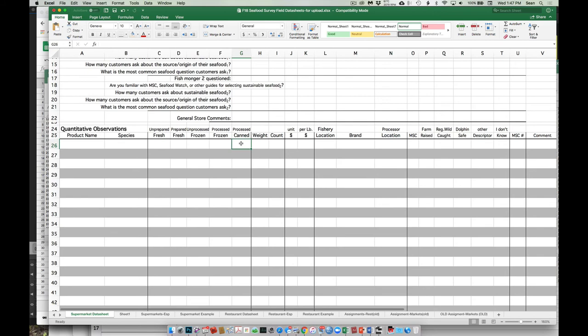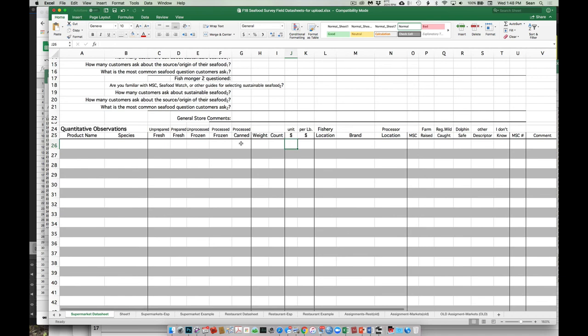So it could be canned. It could also be bagged. It could be packaged. So it just means something that's not frozen or in the refrigerator, right? So any kind of packaging, not just canned. Okay? All right. In the case of the can or whatever, we've got to say how much it weighs. You can skip the count. We don't really use that anymore. The weight.